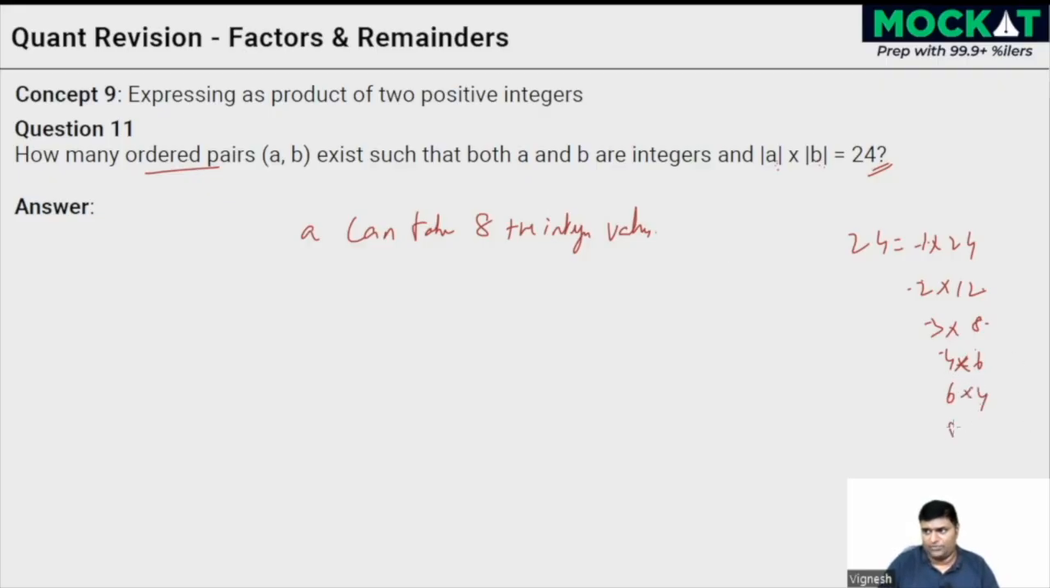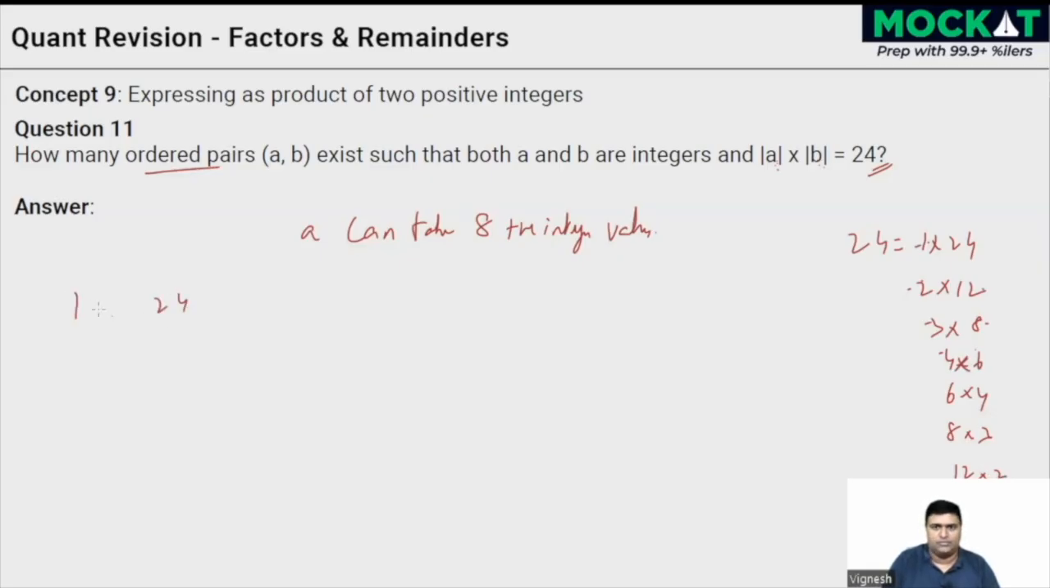It can be 6 into 4, 8 into 3, 12 into 2, 24 into 1. A can take these values and B can take these values. Now, A can take 8 positive integer values, for which B can also take another set. Now, modulus is there. So, for each of these positive integers given over here, right?